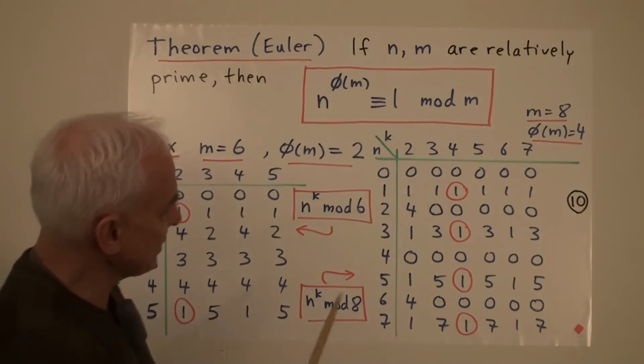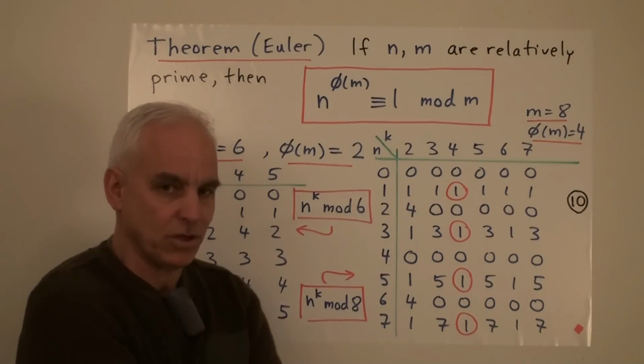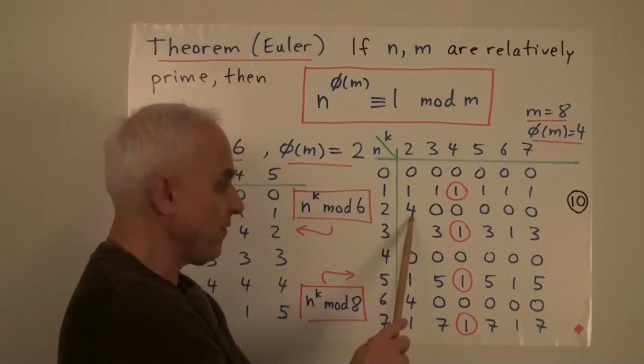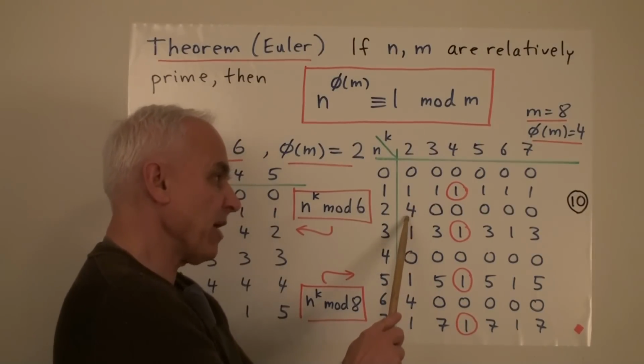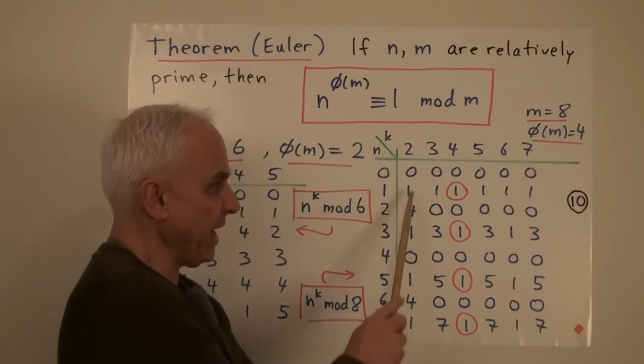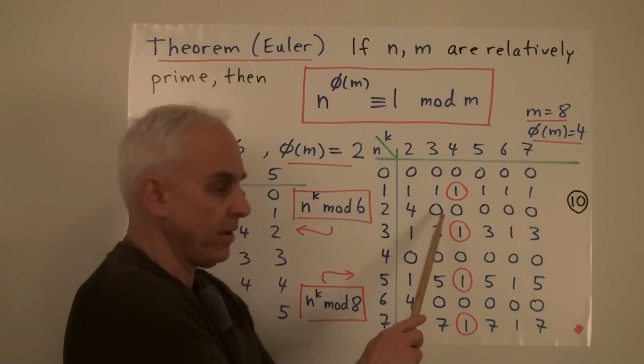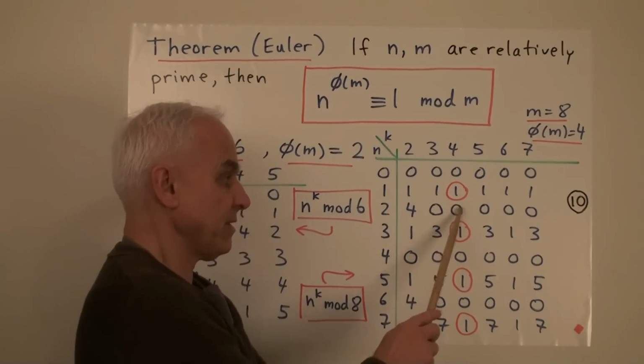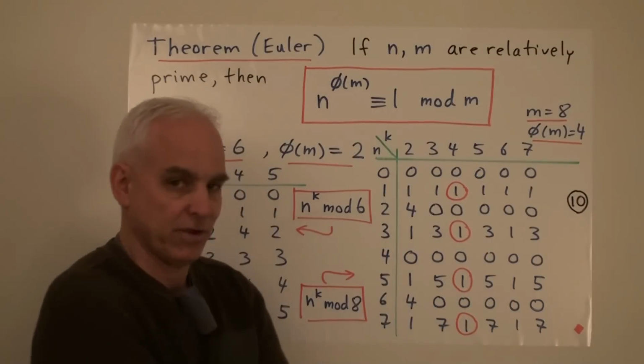Note, perhaps curiously, that powers of 2 do a somewhat curious thing. So 2 squared is 4, and then we multiply that by 2, we get 8. But 8 is congruent to 0. And after that, we still just get zeros forever.